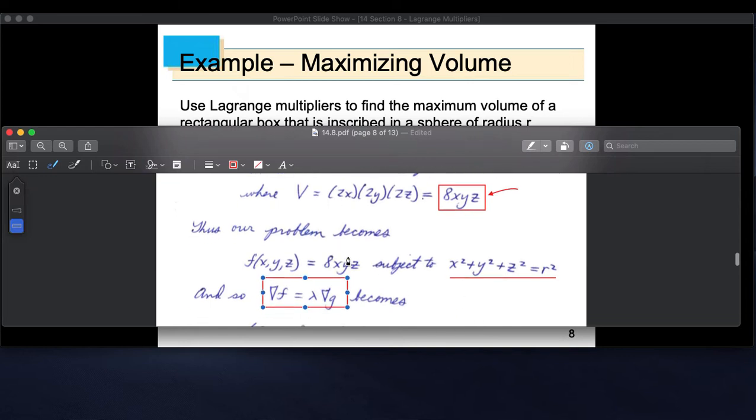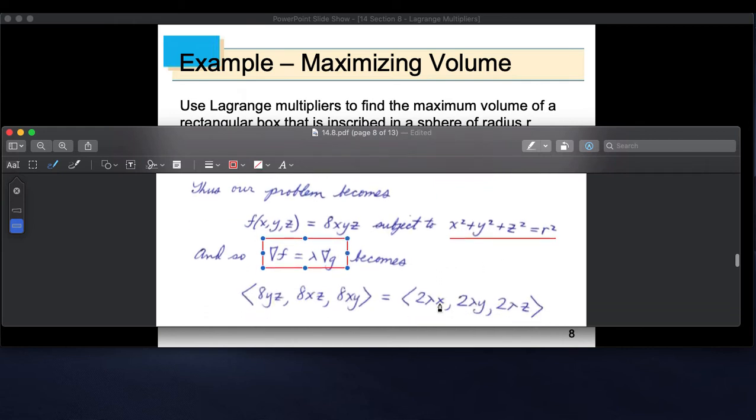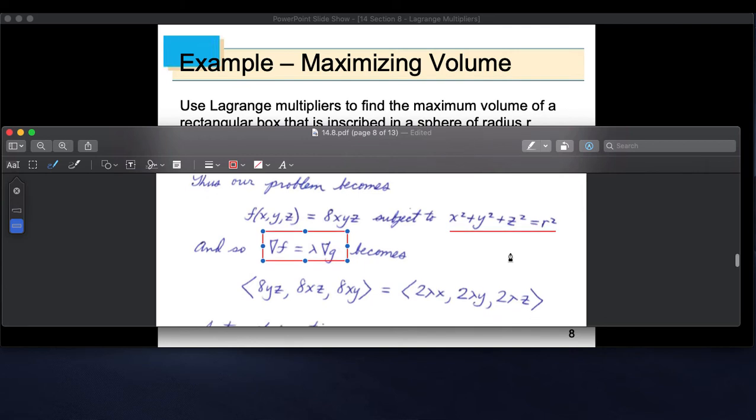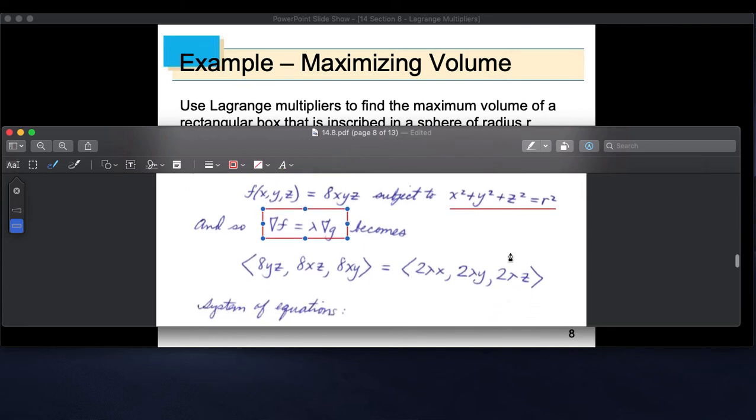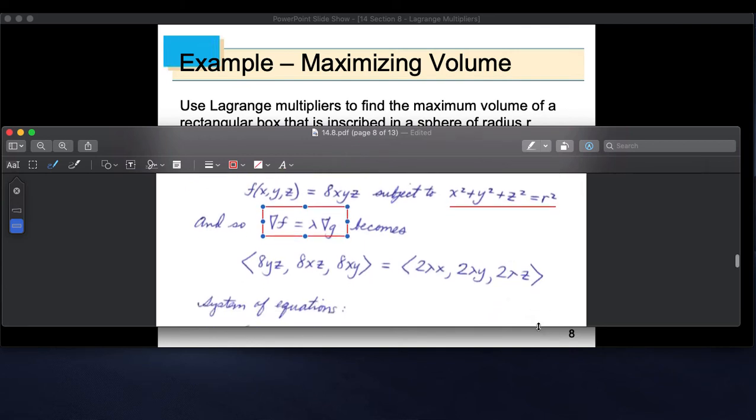We're going to take the gradient of f here, and the gradient of g in this case is going to be x squared, y squared, z squared. R is a constant, so we ignore it for the time being. And that gives us this. Hopefully that makes sense to everyone. I went ahead and took the liberty of distributing the lambda into this vector, which is going to give us a system of equations.